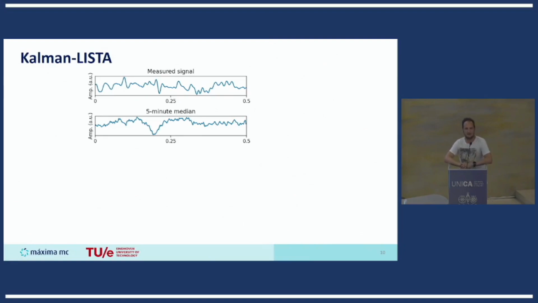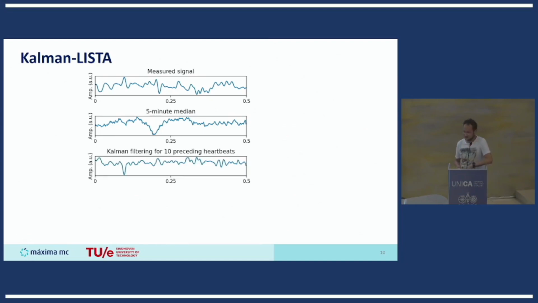As one thing what we did, we determined the median over 5 minutes. So 5 minutes, that's probably about 700, 800 heartbeats. Calculate the median, and you can see it doesn't really work. There's something there, but we cannot really see. We can also do Kalman filtering, so without the ISTA or LISTA algorithm, it doesn't work.